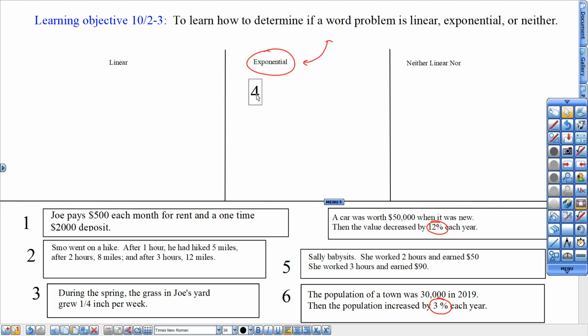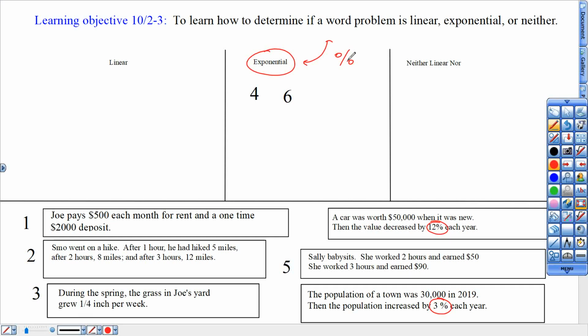So I would say 4 is exponential because of that 12%. And then down here, 6 is exponential. As soon as I see that percent, I know it's exponential. So again, look for that percent. If it's got a percent, it's going to be exponential. It's going to grow steeply like that.